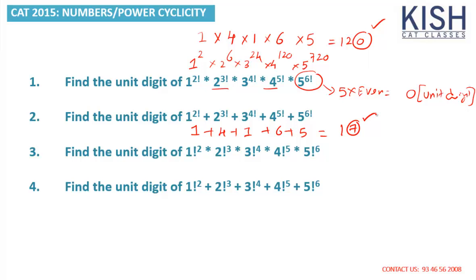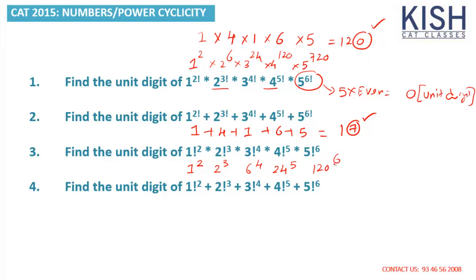Let's find question number 3. You can apply strategy or you can apply concept. So this number is 1 factorial whole power 2, so that is 1 square. 2 factorial whole power 3, that is 2 cube. 3 factorial whole power 4, that is going to be 6 power 4. 4 factorial whole power 5, that is going to be 24 power 5. 5 factorial whole power 6 is 120 whole power 6.